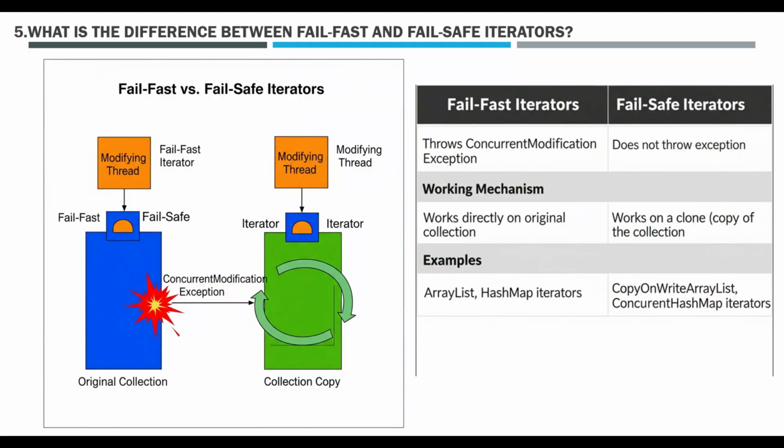Now we have the fail-safe iterator. This does not throw any exception, because it works on the underlying collection's clone. Even if the structure is modified by another thread, no exception is thrown. The collection at that particular time is going to be copied separately, rather than operating on the original as was done for the fail-fast iterators. The changes made in the original collection after the iterator has been created are not going to be reflected in your iterator.